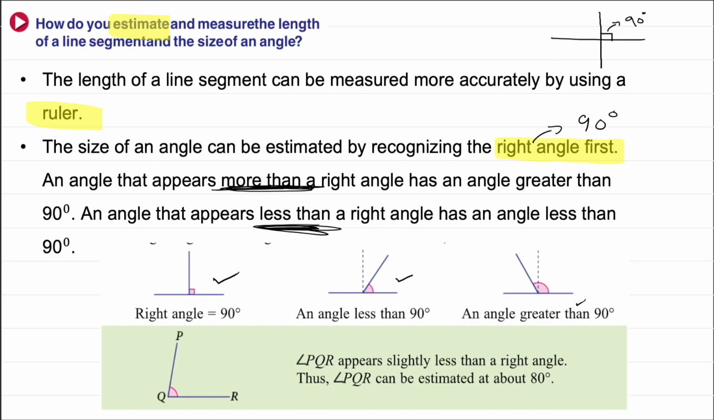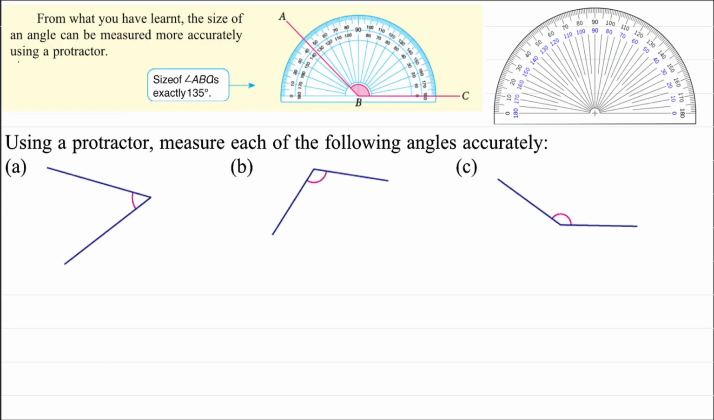Yang ni kata angle PQR appears slightly less than a right angle. Kenapa less than right angle? Sebab dia tu macam kurang daripada right angle yang garis tegak macam ni kan. Dia kurang sikit. So dia kata kat situ PQR can be estimated at about 80. 80 ni pun bukan betul pun. Dia estimate saja, dia anggarkan saja. Okay, tetapi kalau kita nak measure betul-betul accurately, kita kena pakai protractor.